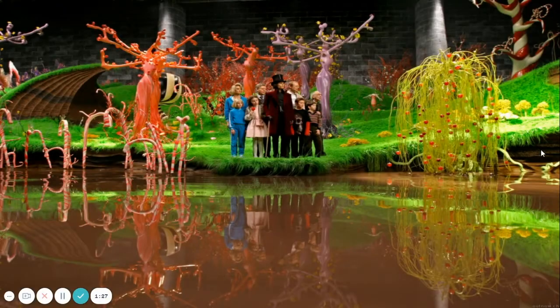Alright, this is image number 2. What story is this from? Where is it, and what's the name of this iconic setting?